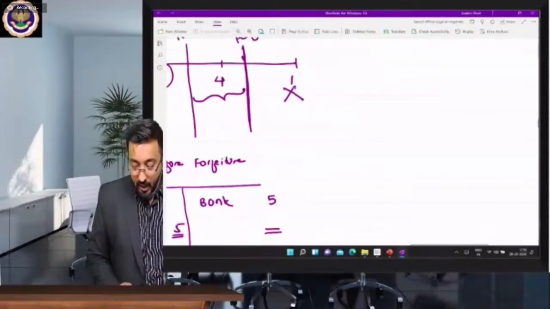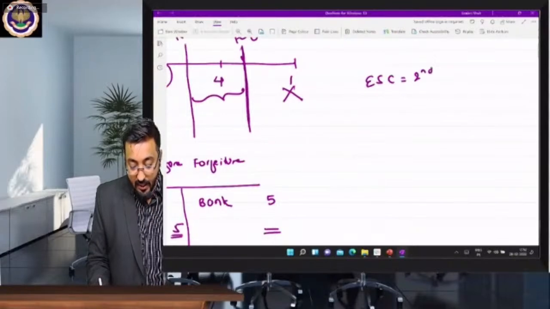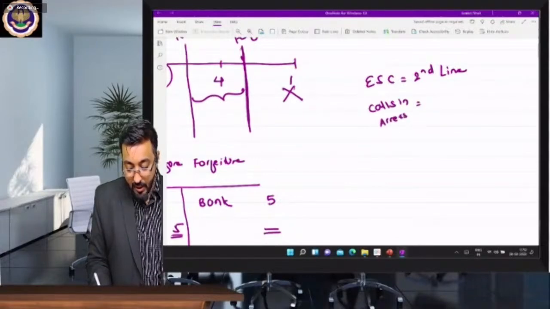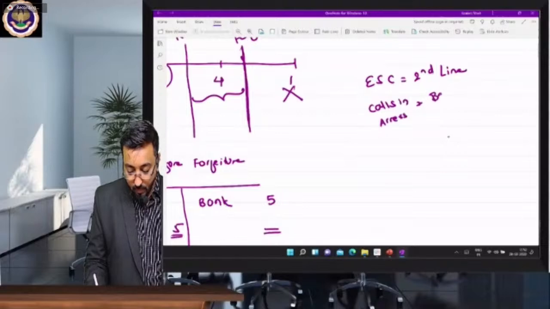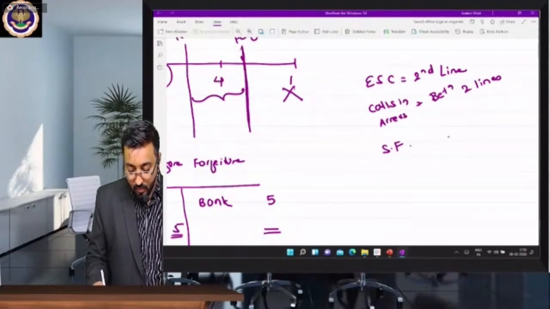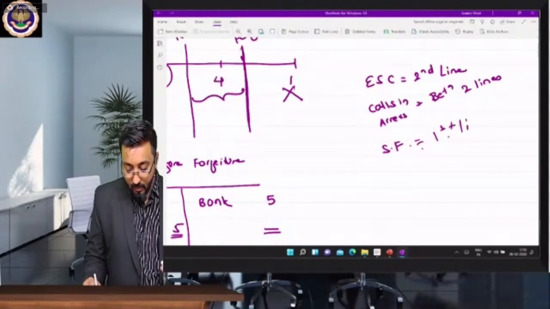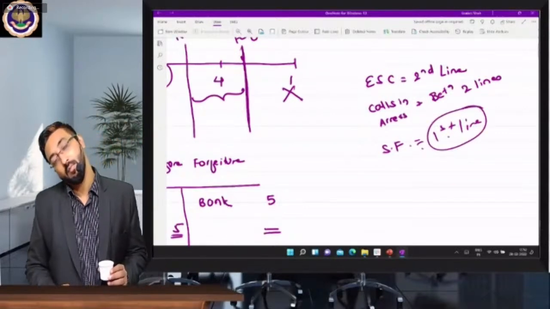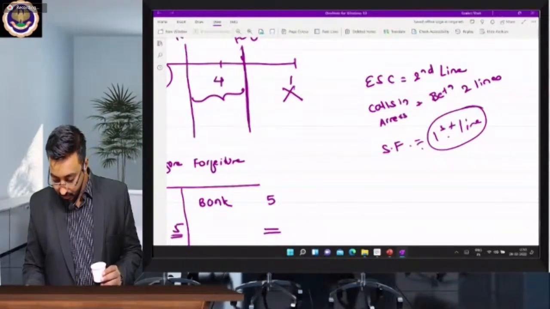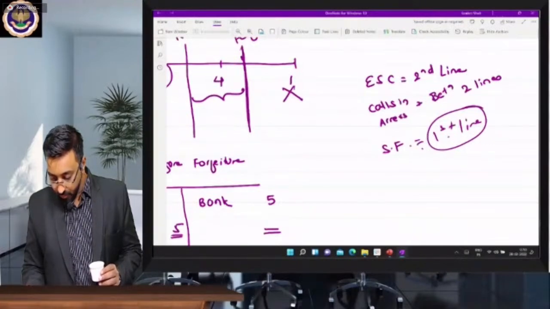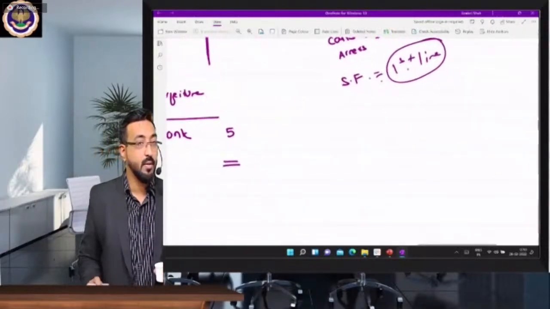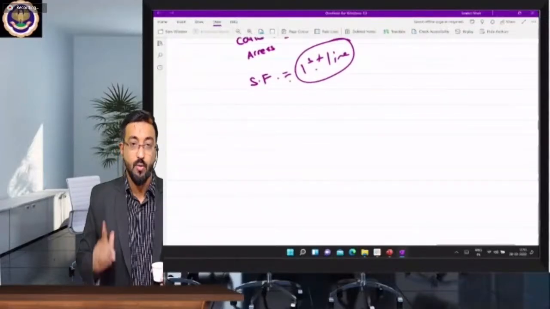So tell me, equity share capital means up to which line? Second line. Calls in arrears means between the two lines. And shares forfeited means up to the first line, na? The collected amount. Easy? If you do it for one share, it will be very easy for other shares. Always think for one share.